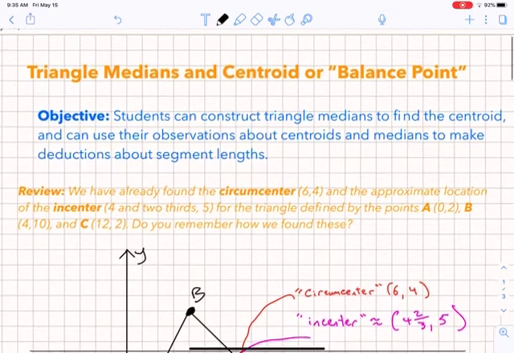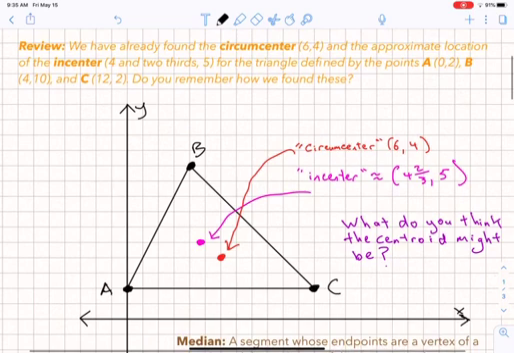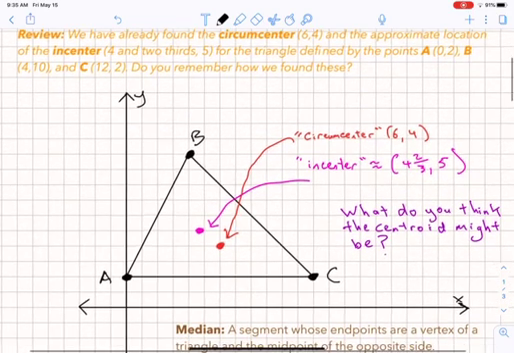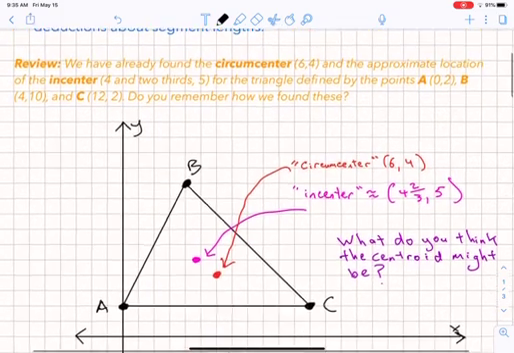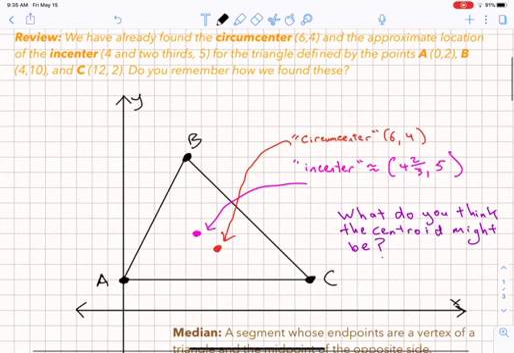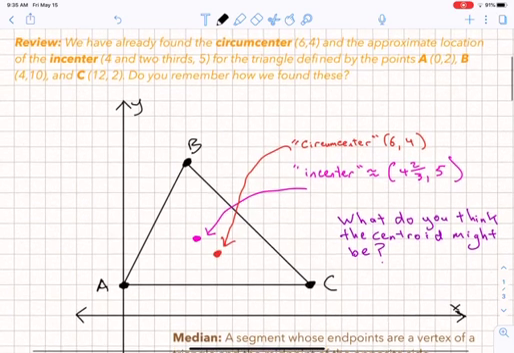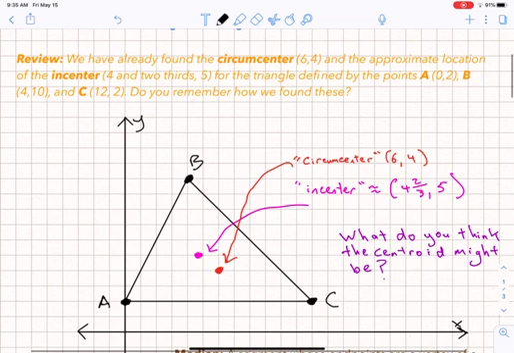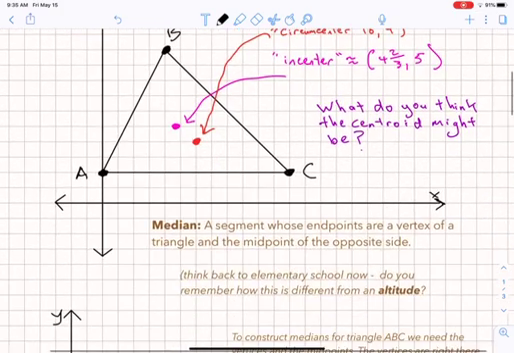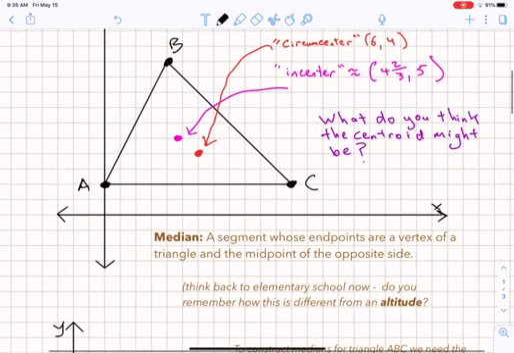I just want to remind you that we've already found the circumcenter. It's at 6,4 exactly. We haven't really used analytical means, but using our construction, we can see from the previous video that the in-center, that point where the angle bisectors meet, is at about 4 2/3, 5. I want you to observe that, and I'd also like you to think about what a centroid might be. If you've been paying attention as we go, you might consider that it has to do with medians.